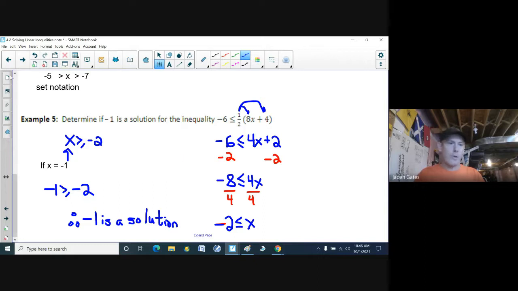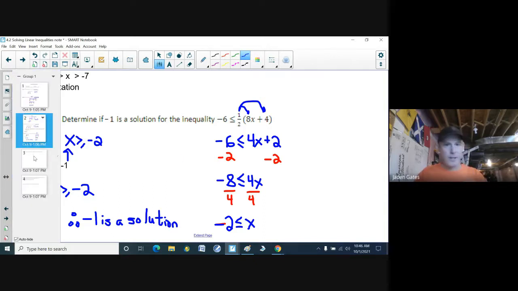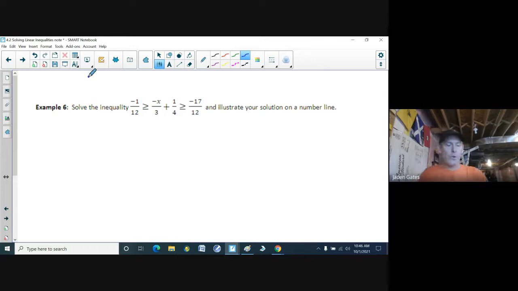All right, so let's see what else. I've got a couple different things going on here. I'll try to throw the kitchen sink at you. Here's a double inequality, and we've got some fractions on there. It says solve the inequality right there, and illustrate your solution on a number line.